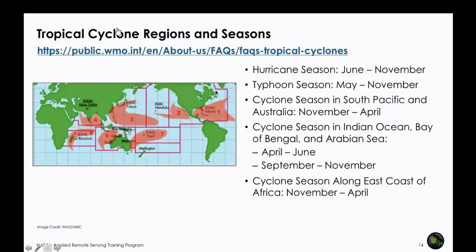In the Indian Ocean, here in region 4, there are 2 seasons related to monsoon winds moving in and out, so April to June and September to November. And then again, cyclone season along the east coast of Africa, this region, is November to April. So there are slight variations depending on the seasonality in that area, but these are the areas where tropical storms are found.